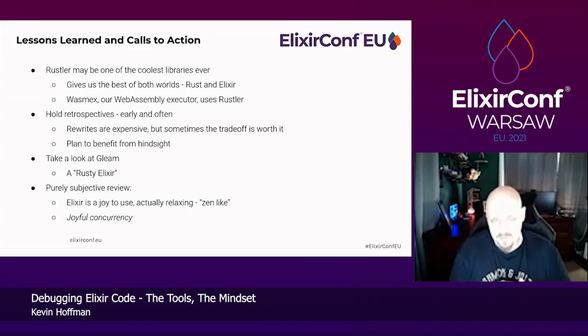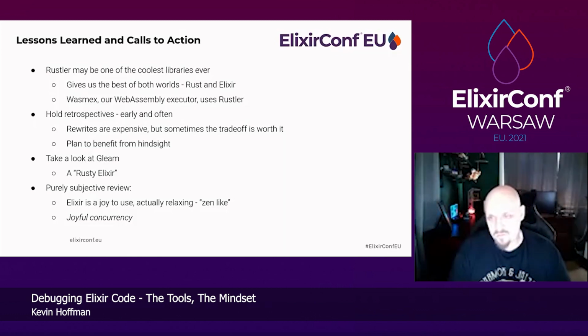So, some of the lessons learned and our calls to action. Rustler may be one of the coolest libraries ever. This is the thing that gives us the best of both worlds, that allows us to write Elixir code and Rust code and have them interact. WasmX, the WebAssembly executor, uses Rustler.